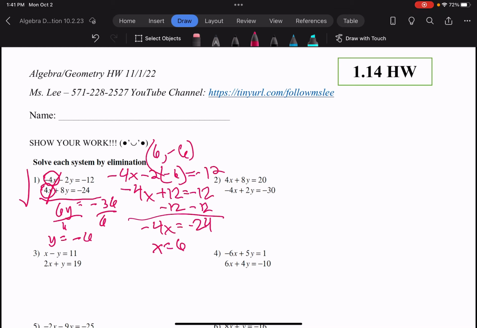Alright, number 2, I'm going to skip number 2 because number 2 is very similar. You have coefficients with opposite sign in the x's. Let's take a look at number 3.